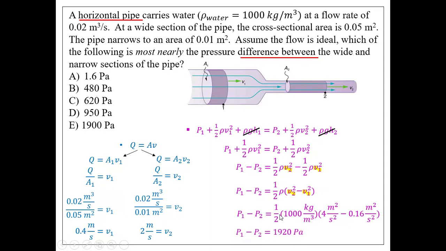If you do that correctly on your calculator, you'll get a value of about 1920 Pascals. That would match answer choice E because it says most nearly. So 1900 and 1920, it's roughly the same.